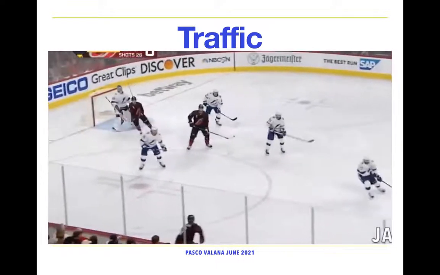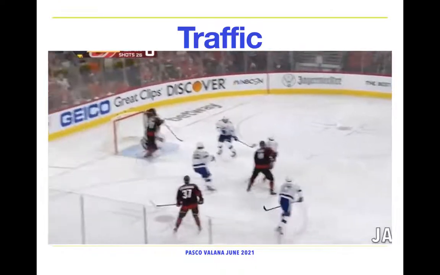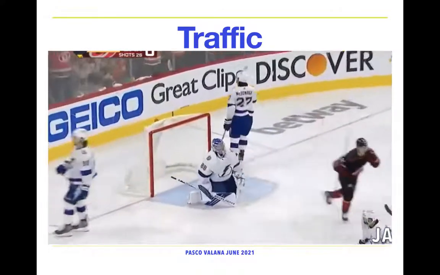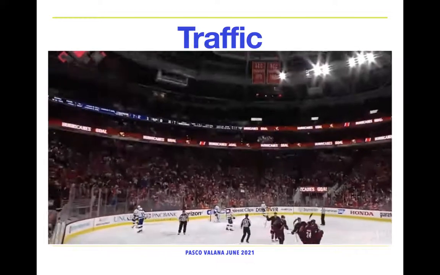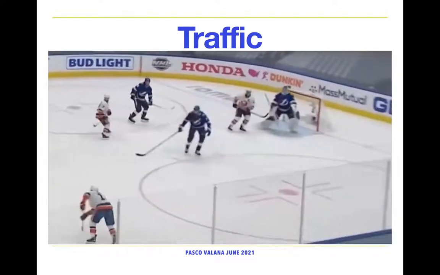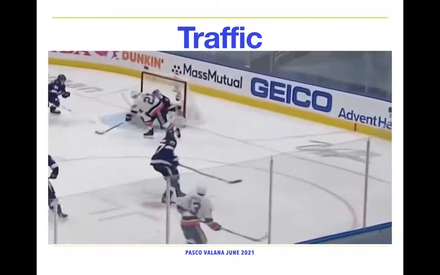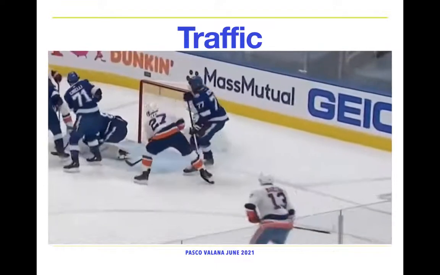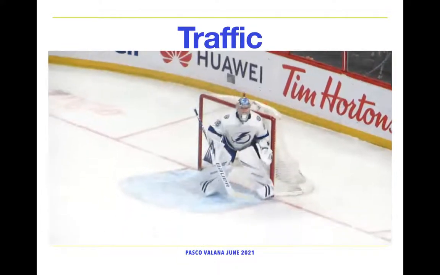Here's another one here in traffic, getting that traffic in front, and on the shot, he crosses right in front of Vasilevskiy's eyes, and boom, it goes in the net. So those things are really important. You can see he's having some trouble there, and then skating right in front of his eyes again, and taking advantage of these types of plays where you're in tight on the goaltender.